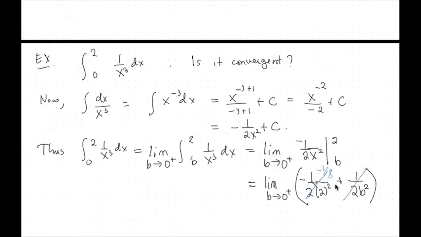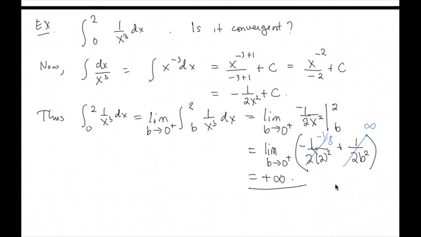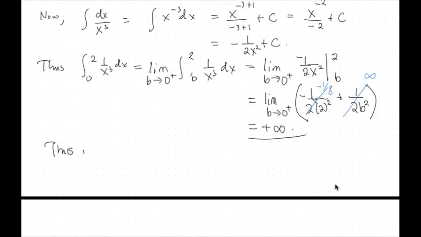This one here, as b gets very, very small, goes to positive infinity. And thus our answer for this is positive infinity. And this means this improper integral diverges, or is divergent. So that's our answer. All right.